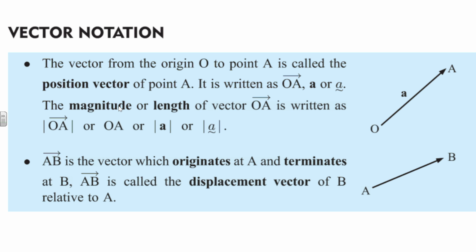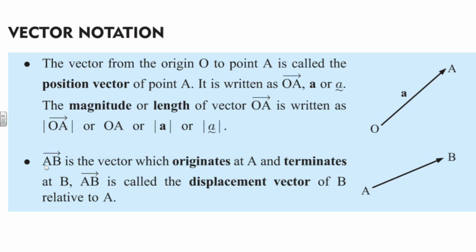If we're just talking about the magnitude or the length of the vector, we refer to that with absolute value bars. So absolute value bars of OA just means we're thinking about the distance that we're traveling from O to A. If you think about absolute value as being a distance from zero, it makes sense to use those absolute value bars in that case.